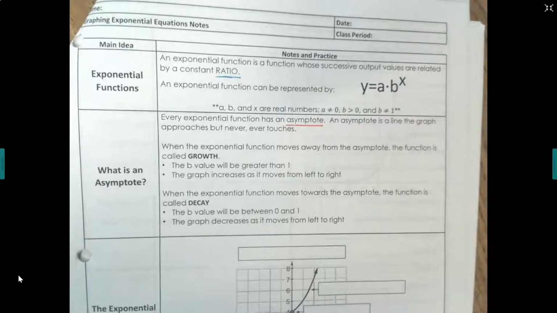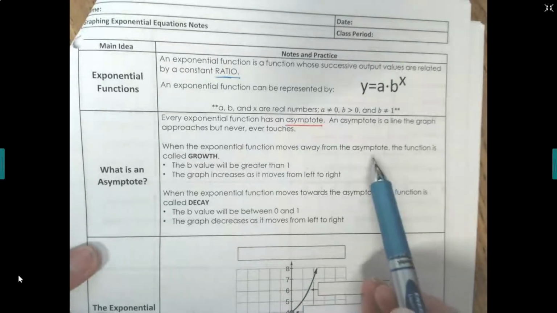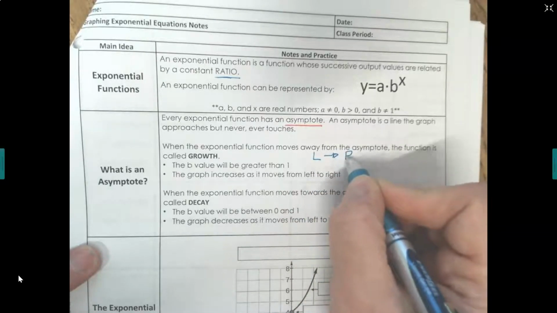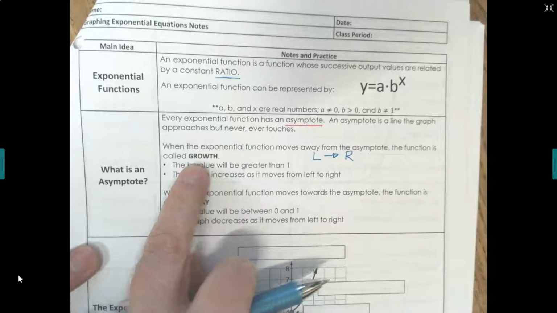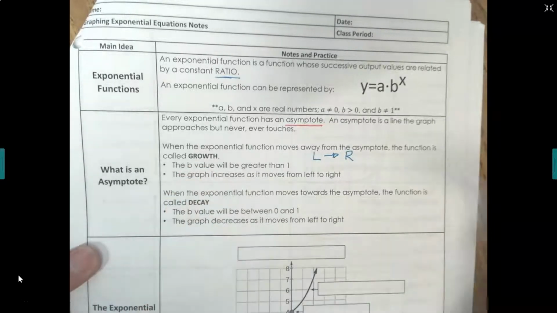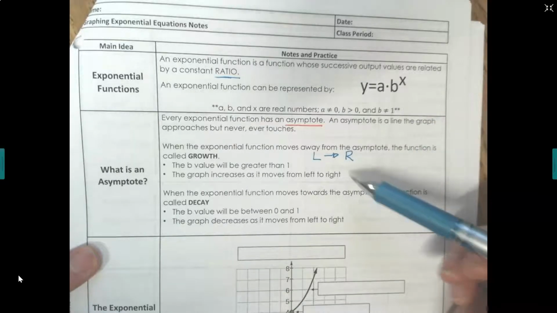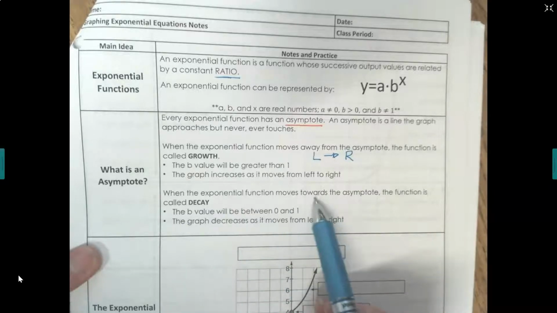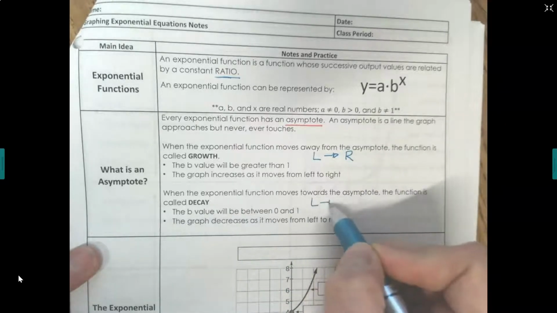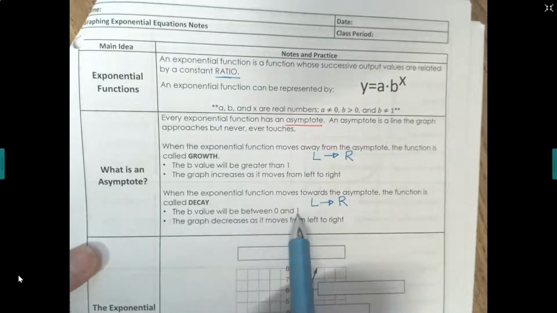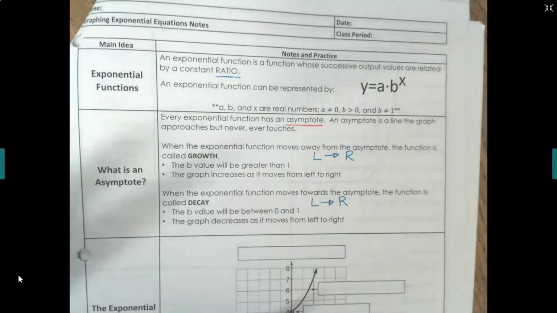Now, when our exponential function moves away from the asymptote, and this is always when we're moving left to right, we call that growth. You can tell it's going to be growth if your b value is greater than 1, and the graph will increase from left to right. If the exponential function moves towards the asymptote as you're going left to right, we're going to call that a decay. The b value will be between 0 and 1, and the graph will decrease as it moves from left to right. So that's just some vocabulary to get us started.